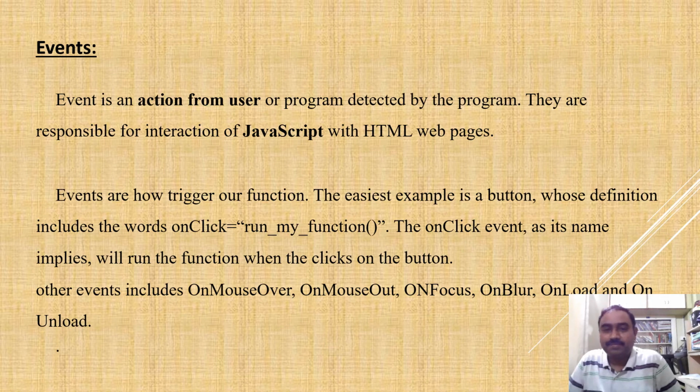Example, a button includes the word onclick. onclick is an event assigned to some function. Here, within double quotes, is the function runMyFunction. So the click is an event, as its name implies, and it will run the function when the user clicks on the button at runtime. Other events include onmouseover, onmouseout, onfocus, onblur, onload, onunload. So many more events are available in JavaScript.